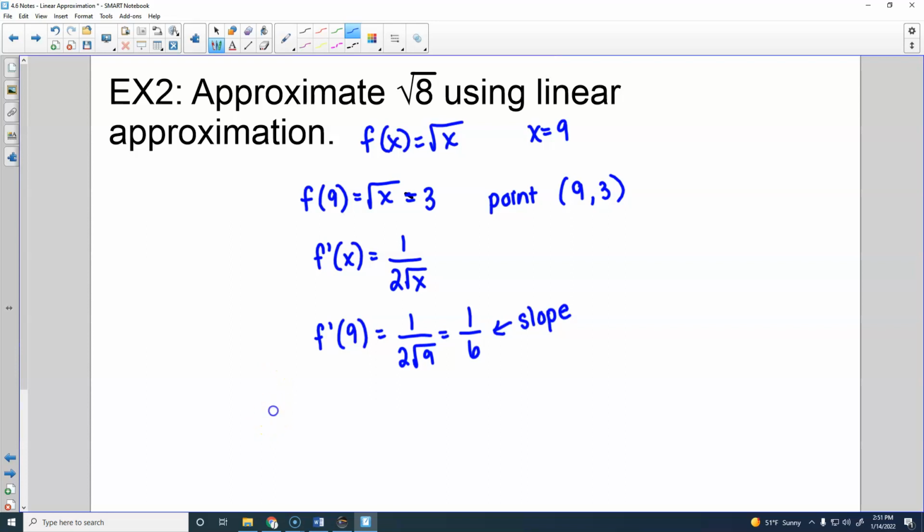All right, so next we need to do a tangent line. So, Thomas, what would the tangent line be? 1 over 6 (x minus...). Good.